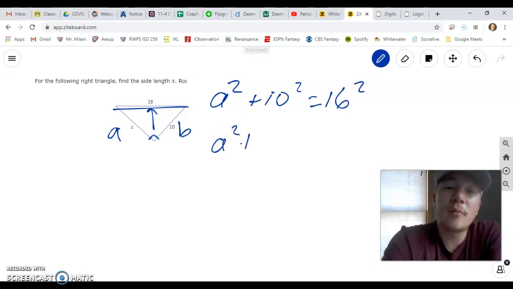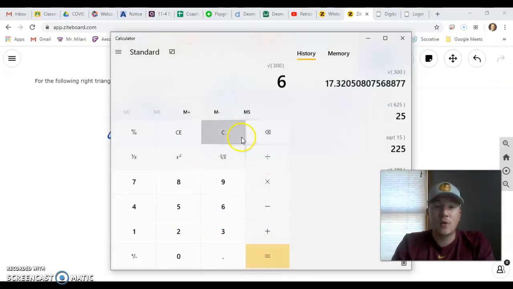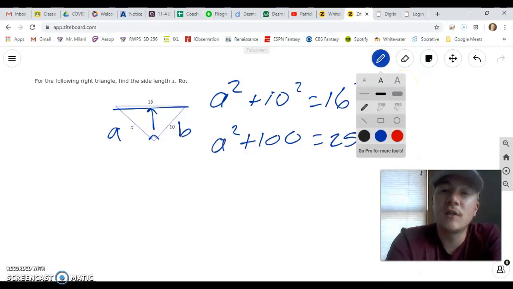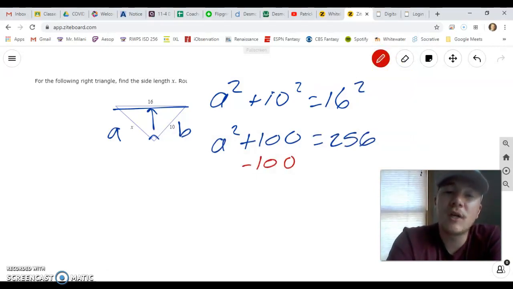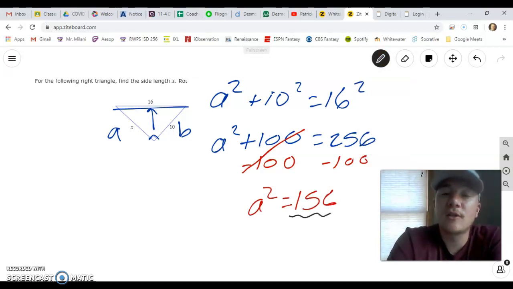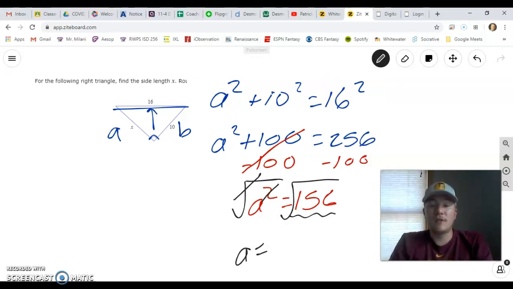So A squared plus 100, because that's 10 squared, will equal, again, if you don't know what 16 squared is, 16 squared is going to give me 256. So A squared plus 100 equals 256. I'm going to subtract 100 from both sides, and I'm going to end up with A squared equaling 156. And then last step, don't fall into the trap thinking that's your final answer. You have to get A all by itself by taking the square root. So then A will equal whatever the square root of 156 is.